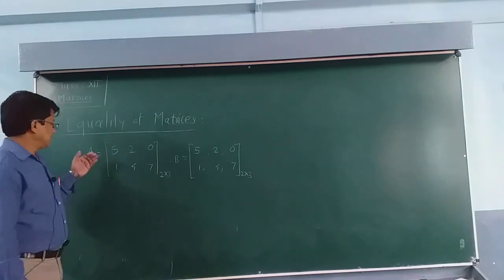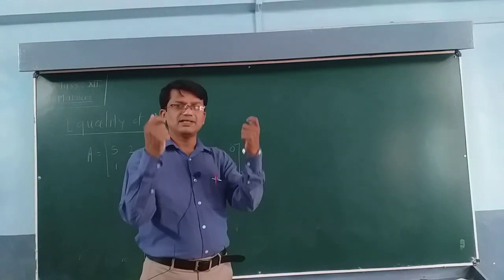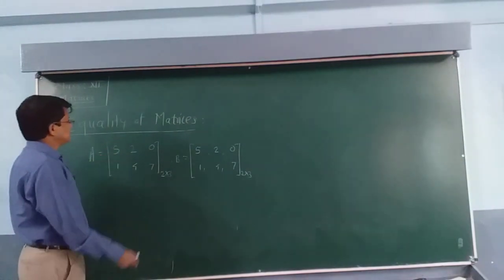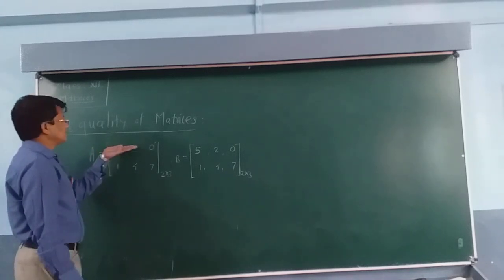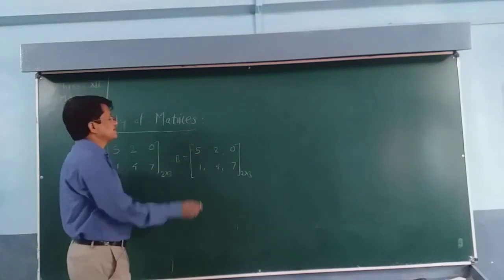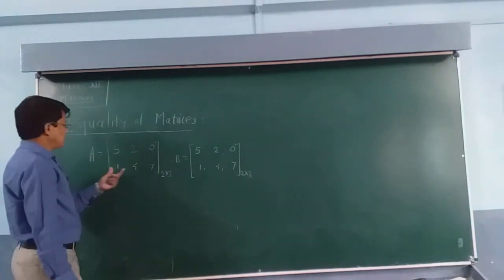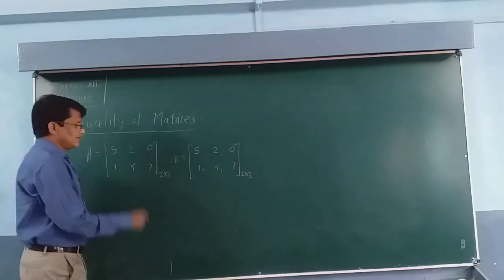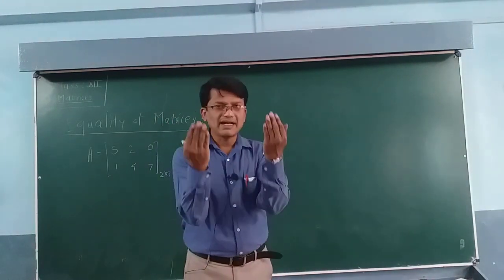Here A and B are the two matrices given, and observe the numbers in them. In the first row of matrix A the numbers are 5, 2, 0. Similarly, in the second matrix also 5, 2, 0, the same numbers arranged like this. In the second row, here 1, 4, 7, and here also 1, 4, 7. This type of matrix we can say as equal matrices.